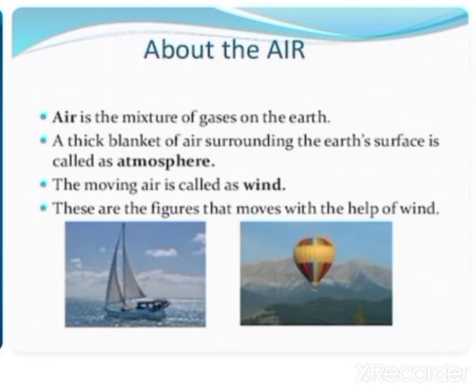So now, what is air? Air is a mixture of gases on the earth. A thick blanket of air surrounding the earth's surface is called atmosphere. These figures show that objects move with the help of the wind or the air. So air is very important not only for human beings but also for the objects to move on earth or in water.